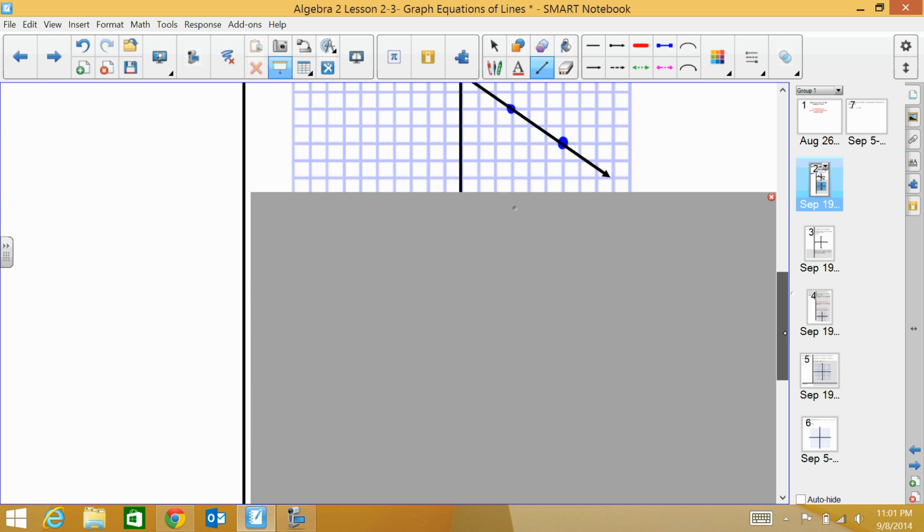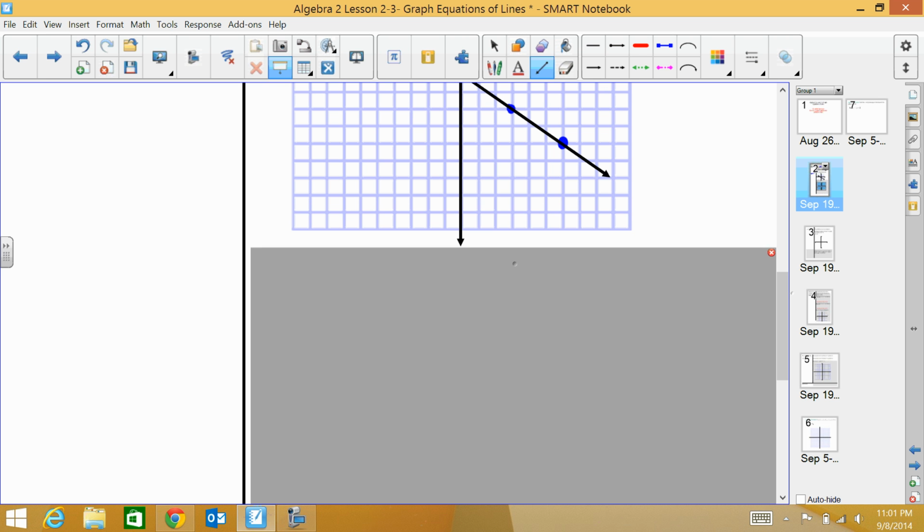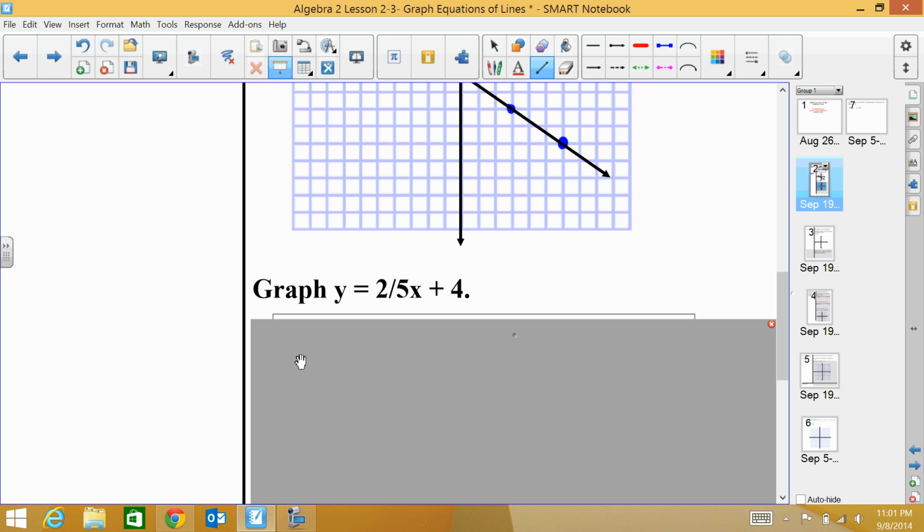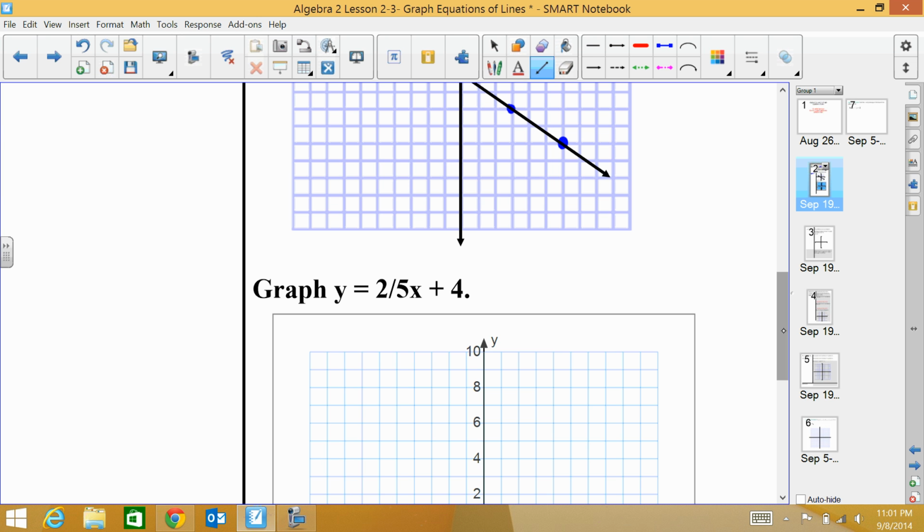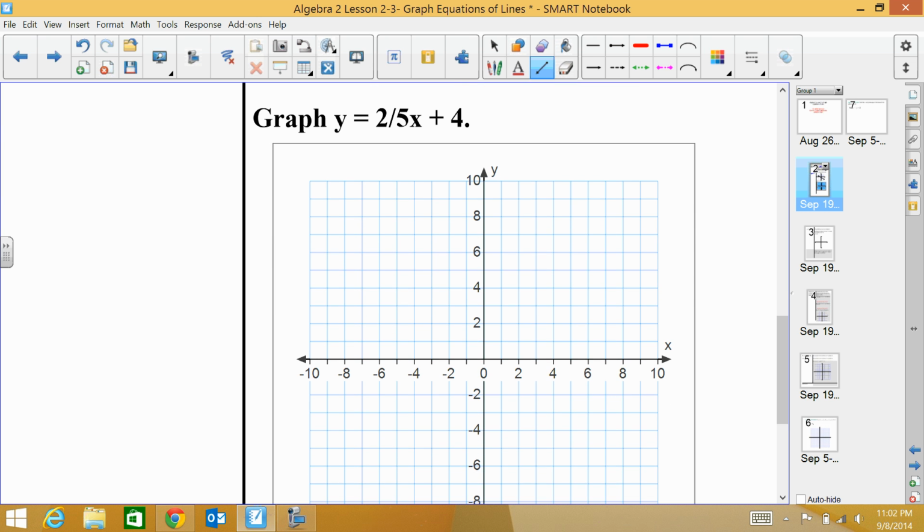So that's pretty simple. That's a review, so most of you will know how to do that. Let's try another one though. Let's try y equals 2/5 x plus 4. So it's the same process. We need to start at our y-intercept, and the y-intercept would be 4. Whoops, forgot to change tools. So the y-intercept is 4. So we're going to go to the y-axis at 4 and plot a point.